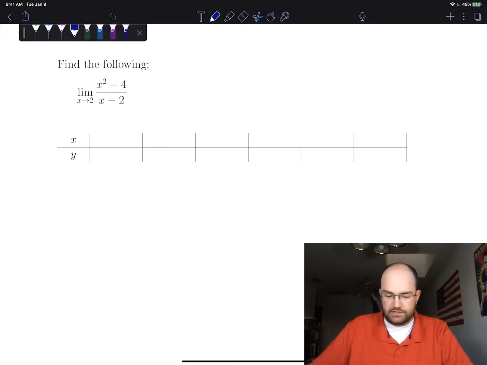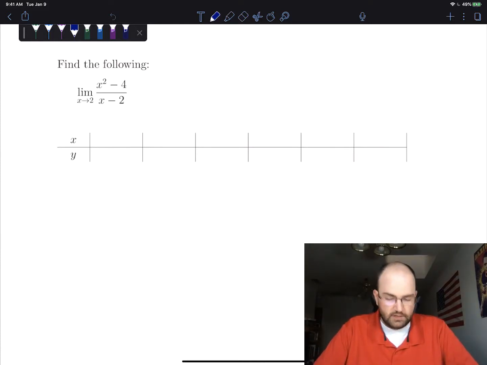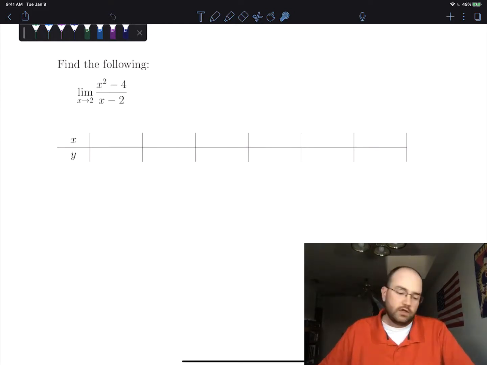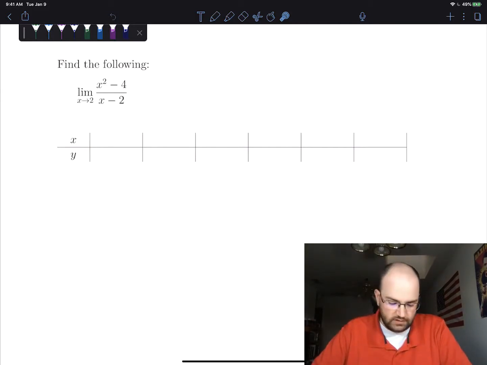Okay, in this video, we're going to find the following limit. We have the limit as x approaches 2 of the function x squared minus 4 all over x minus 2. Again, if you were to plug in the 2 for x, you would get 0 in the numerator and 0 in the denominator. And so what that tells me is that you're not going to be able to just plug that value in.